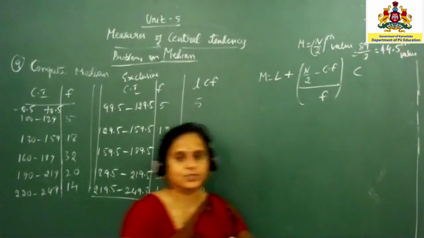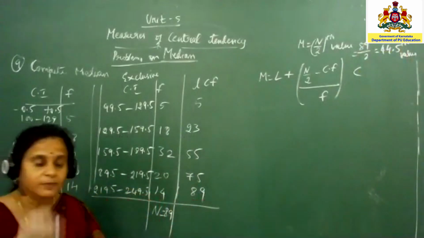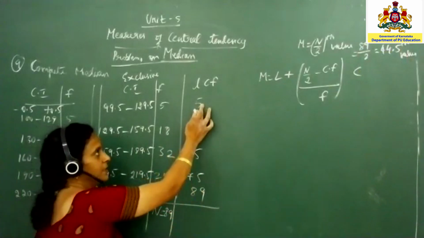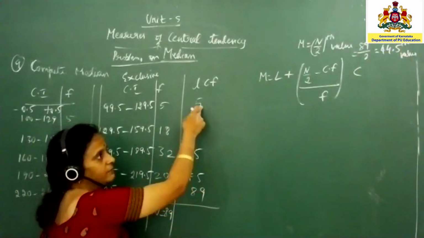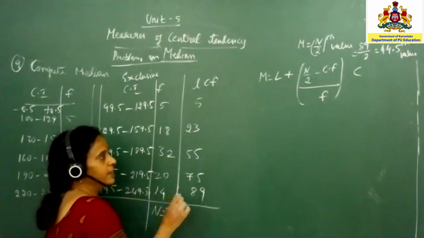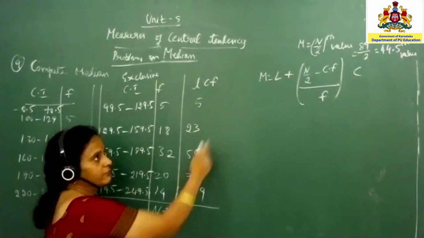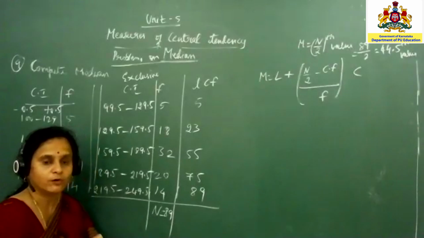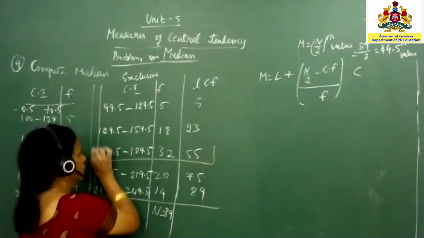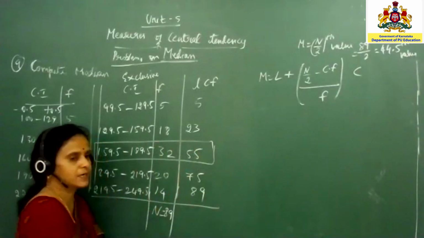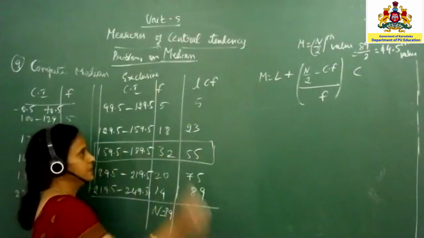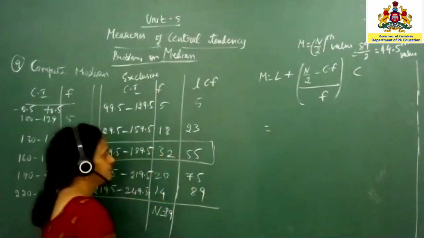Again, we have to search for the median class. To search the median class, I start from the top: 5 is not greater than 44.5. Take 23, no. 55, yes, 55 is greater than 44.5. So corresponding to that, I take the median class. Based on that, I substitute.